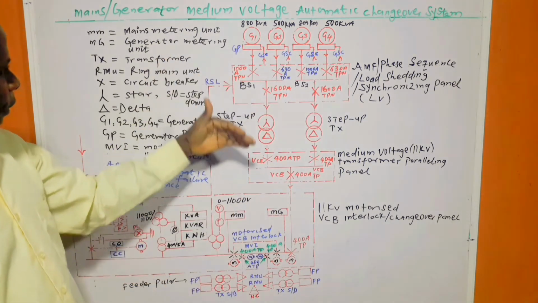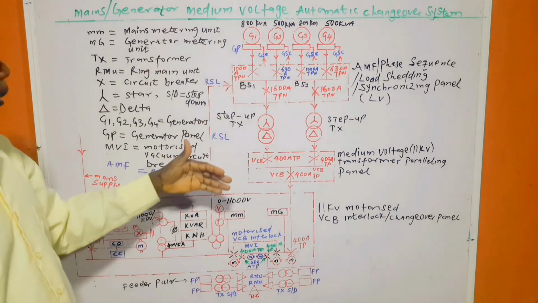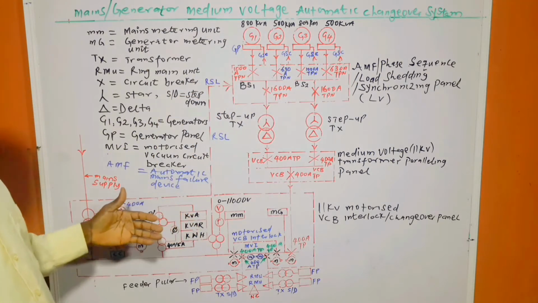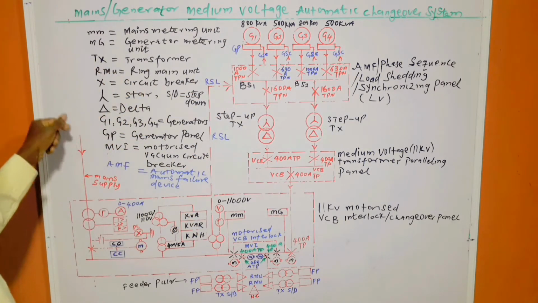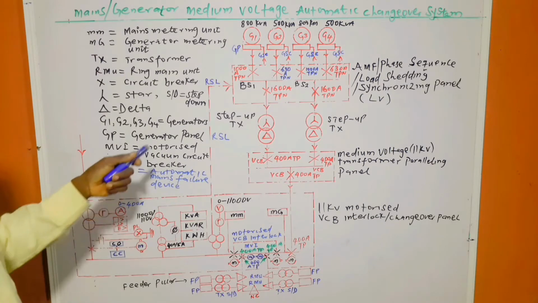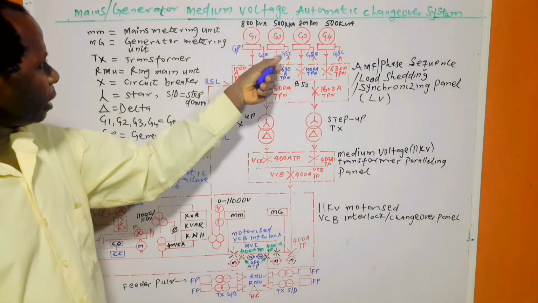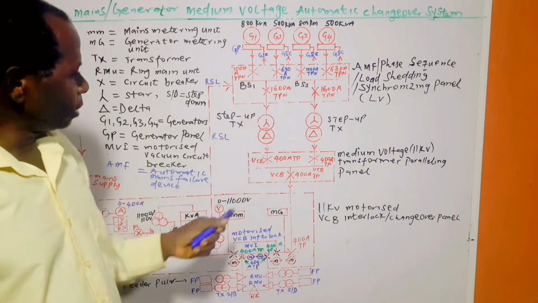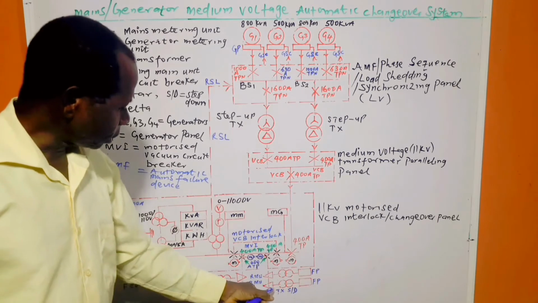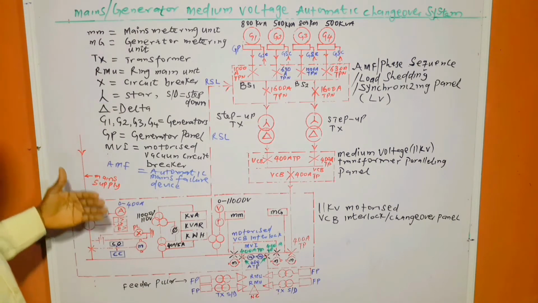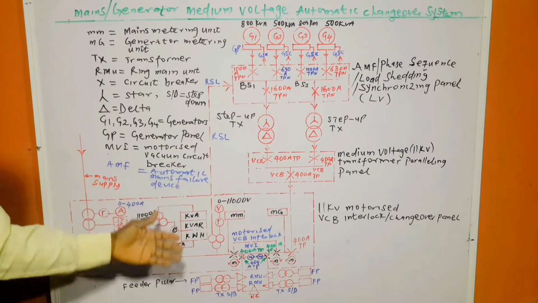The MV interlock system or automatic changeover system comprises three sides: the mains supply side, the emergency power generation side, which is the generator side, and the load side. Here at the main supply side we have the metering system.